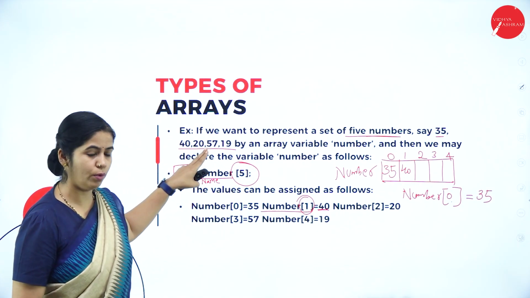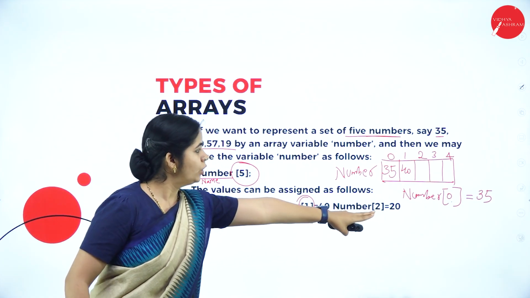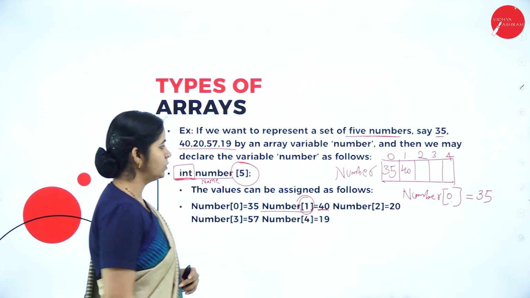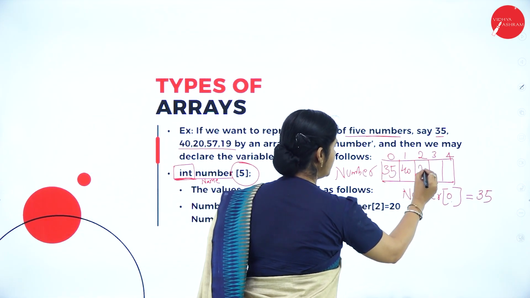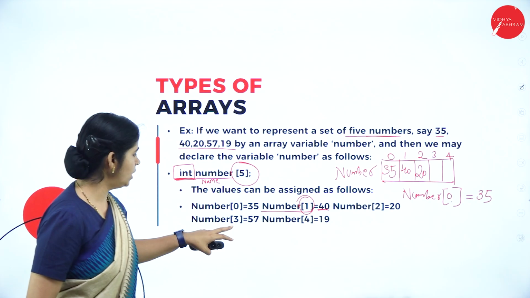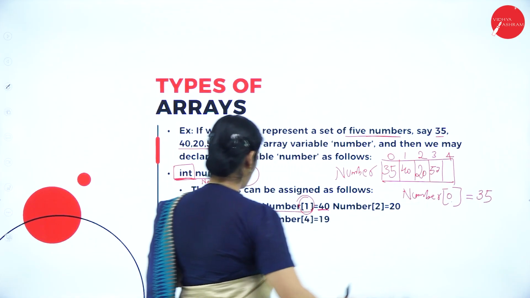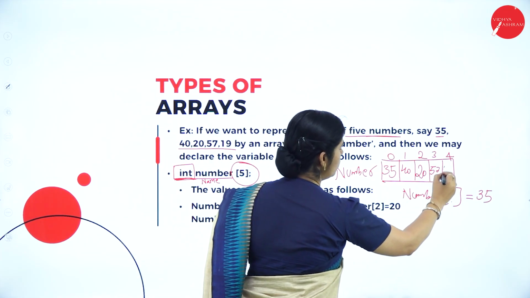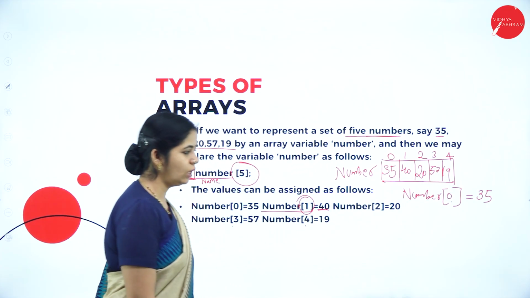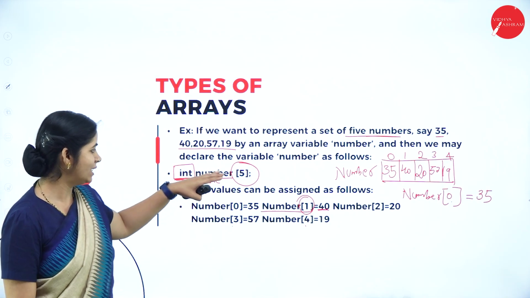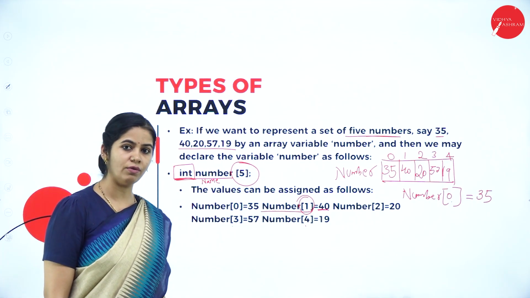Next, which value is supposed to be inserted at location 2, or index value 2? We have to insert the value 20. At index value 3, they are inserting the value 57. And at index value 4, we are inserting the value 19. Okay, this is how we can declare an array and assign the values of the array.